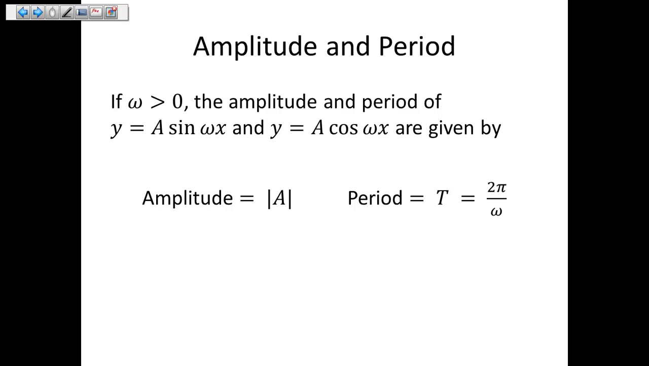So the amplitude is that A that's in front of the sine or the cosine. The period comes from this weird Greek letter that's in there with the x. It's actually a lowercase omega. The period of a wave, T, we use capital T for period, is equal to 2 pi divided by that omega value. Now that's very important. Your knee-jerk reaction is to say, oh, the number in there with the x, that's my period. No, no, no. You've got to take 2 pi divided by that number to find your period.